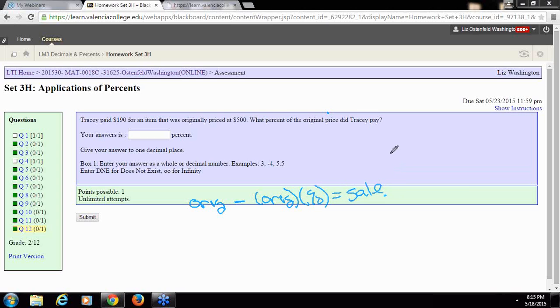Okay. This one is a little bit of a pain, and honestly, I hate these questions because who cares what percent of the original price she paid, right? But let's see if I can try to explain it. I think that might be right. Abram, you want to explain how you got that?